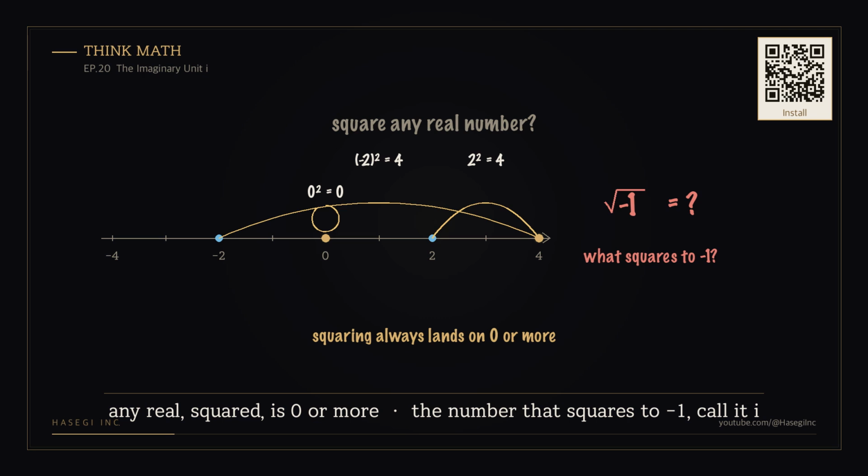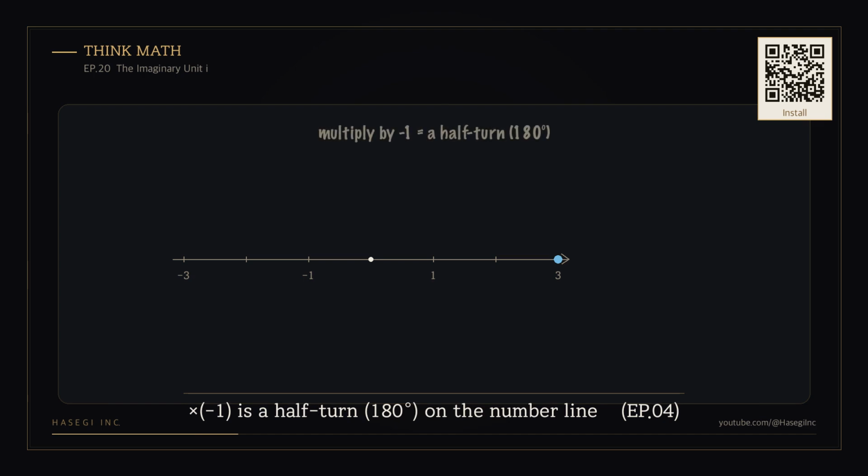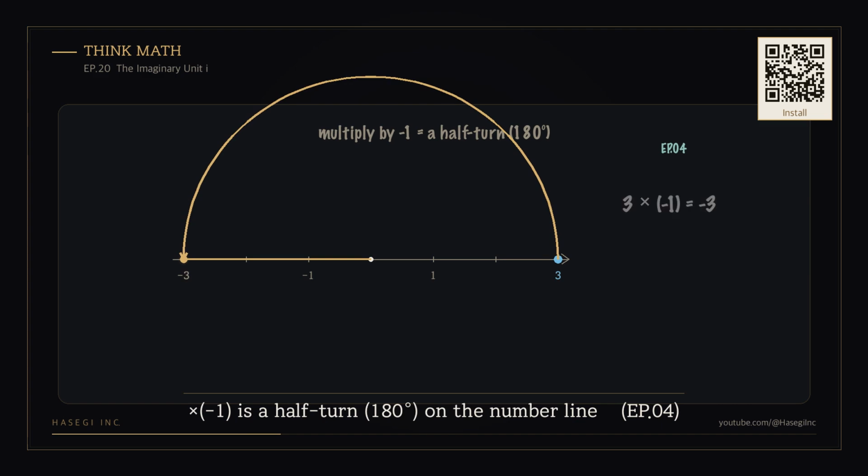But instead of giving up, mathematicians gave this number a name. They called the square root of -1, i. So where does this i actually live? Remember last time, multiplying by -1 is a half turn, a 180-degree rotation on the number line. 3 times -1 is -3, flipped to the opposite side.